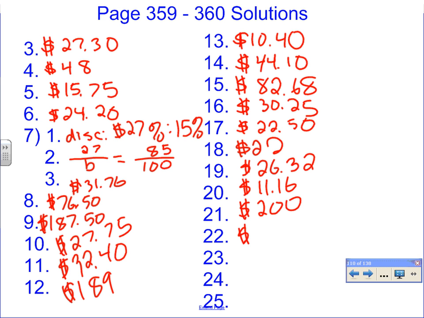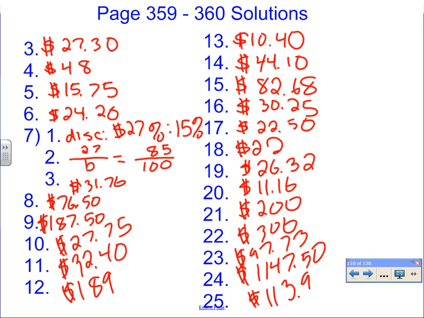22 should be $300. 23 should be $97.73. 24 is $1,147.50. 25 is $113.94. So we're not going to the brain game yet. Check your answers if you haven't already.